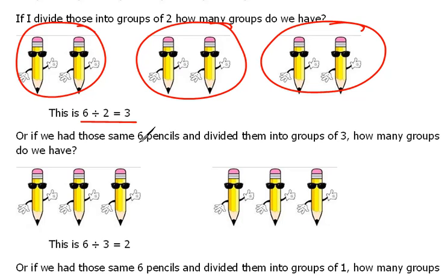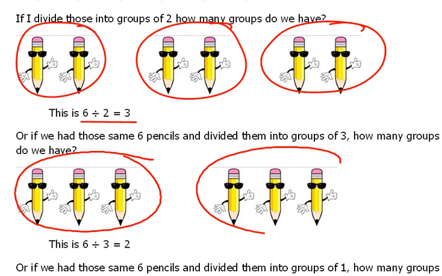What if we had those same 6 pencils, and this time we wanted to divide them into groups of 3? So here I have 3 pencils and 3 pencils, so that's all 6 of my pencils. How many groups do we have? We ended up with 2 groups. That's because 6 divided by 3 is equal to 2.